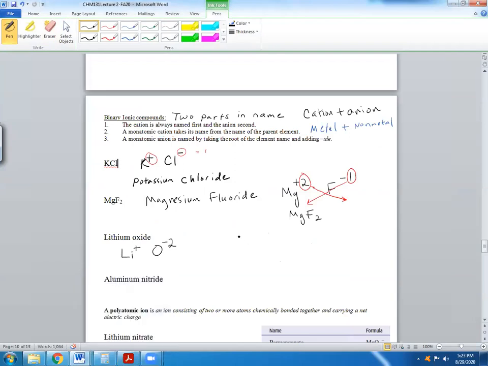Now, once again, if the charges are different, like 2 to 1, 1 to 3, etc., then you can cross them. But let's actually explain the point of crossing them. Again, this is a +1, and that's a -2. So they can't cancel out. The only thing you can do is add another lithium with a plus 1. So 1 plus 1 is 2. So this side will be a 2. Therefore, it can cancel out with a minus 2 on O. So that becomes Li2O.